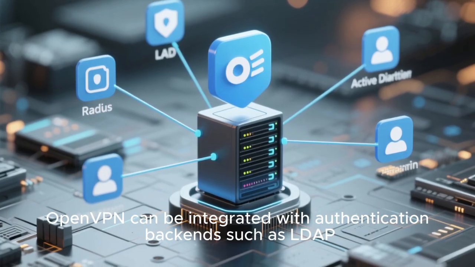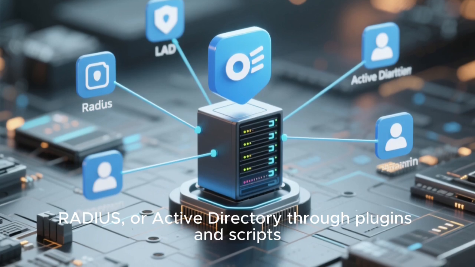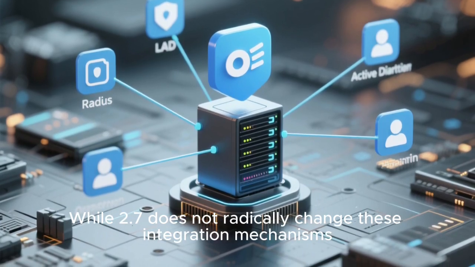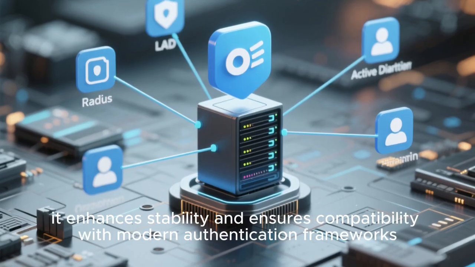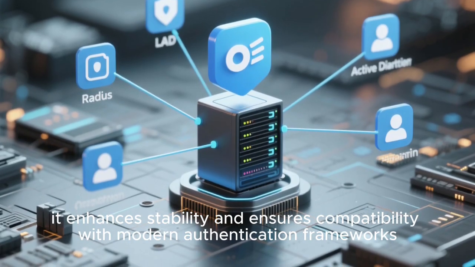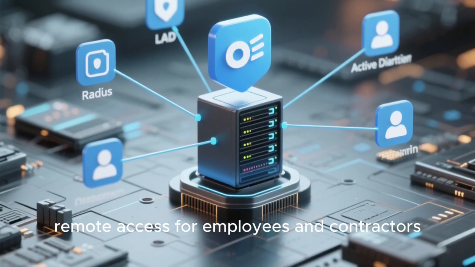In enterprise environments, centralized management is crucial. OpenVPN can be integrated with authentication backends, such as LDAP, RADIUS, or Active Directory through plugins and scripts. While 2.7 does not radically change these integration mechanisms, it enhances stability and ensures compatibility with modern authentication frameworks. This makes it a solid choice for organizations that require secure remote access for employees and contractors.